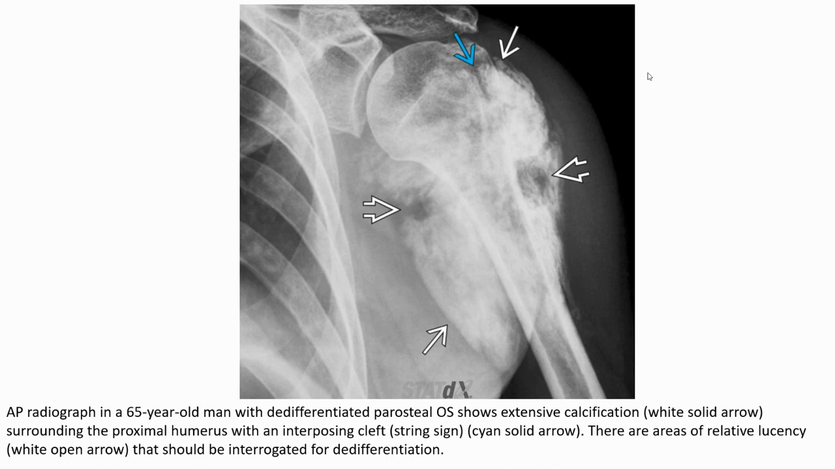An AP radiograph in a 65-year-old woman with dedifferentiated parosteal osteosarcoma shows extensive calcification surrounding the proximal femur with an interposing cleft. There are areas of relative lucency that should be interrogated for dedifferentiation.